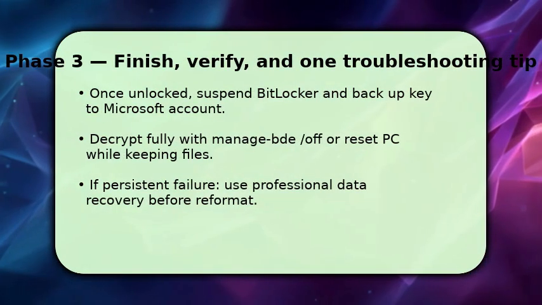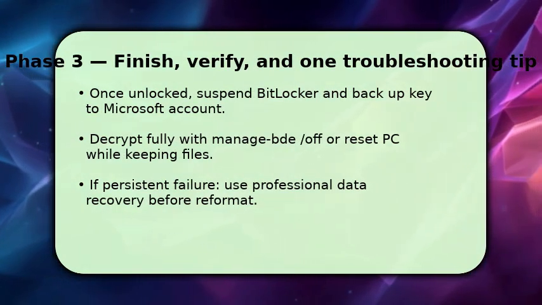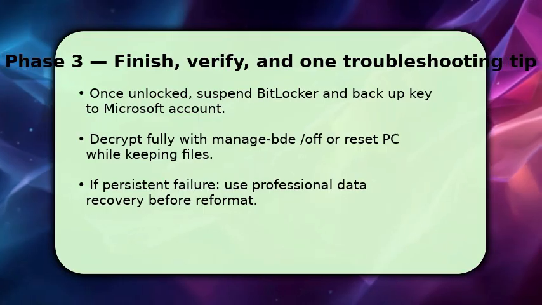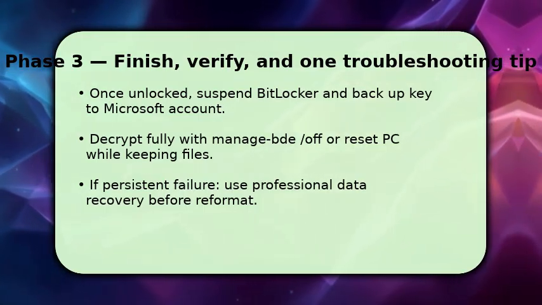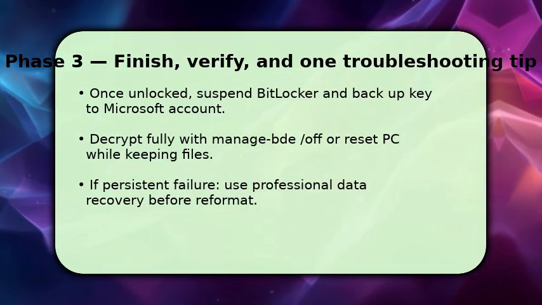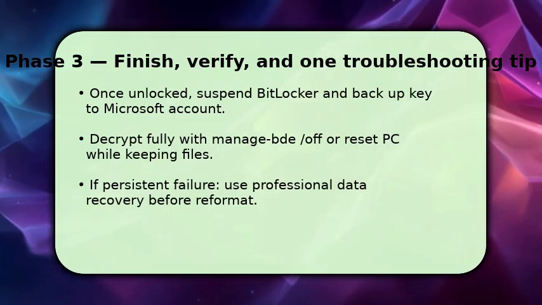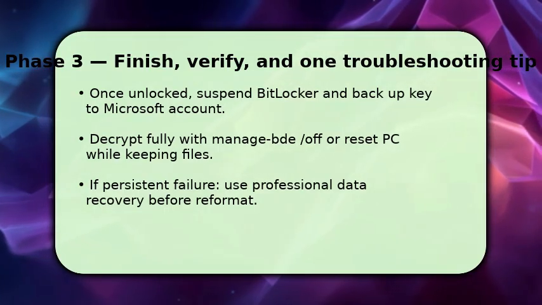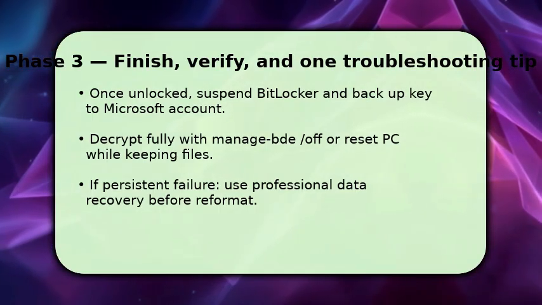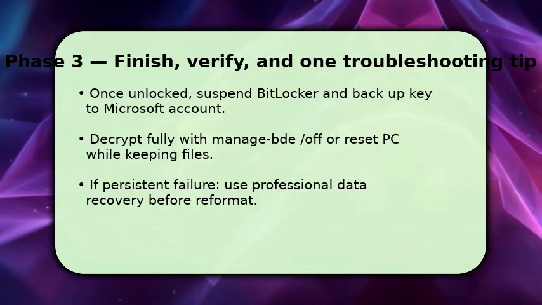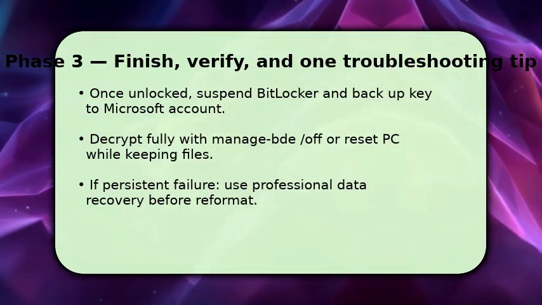After you unlock the drive, suspend BitLocker and immediately back up the recovery key to your Microsoft account and a USB. Redundancy prevents repeat lockouts. Then decrypt fully with manage-bde -off for the OS volume, or perform a reset while keeping files if decryption stalls. Finally, re-enable BitLocker with a fresh TPM bind and back up multiple key copies.